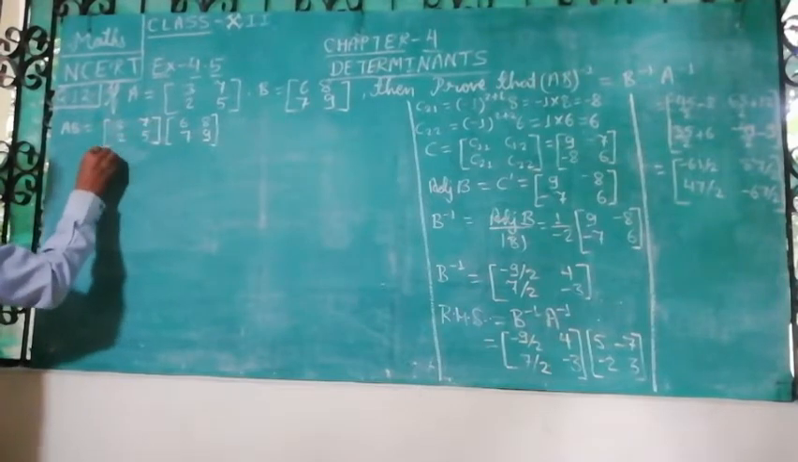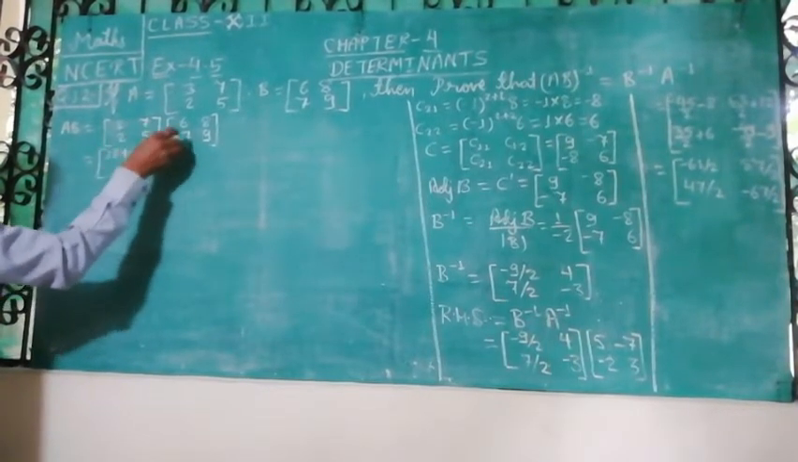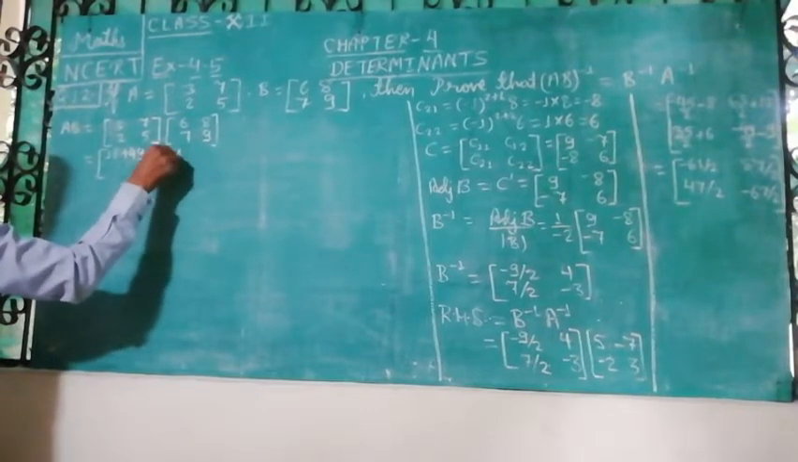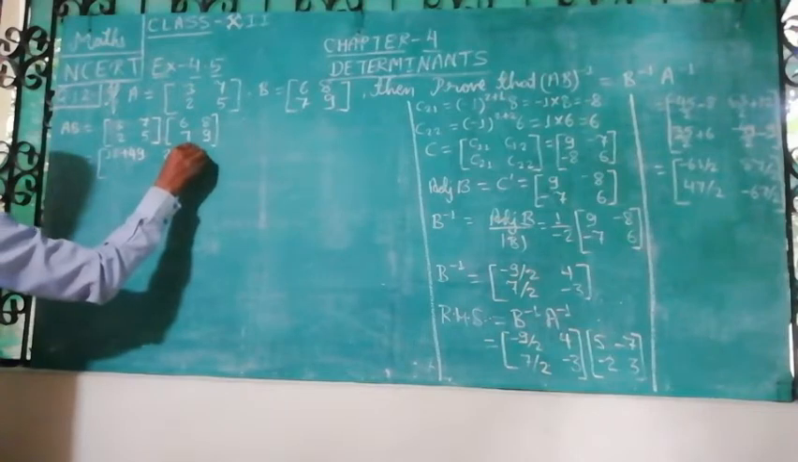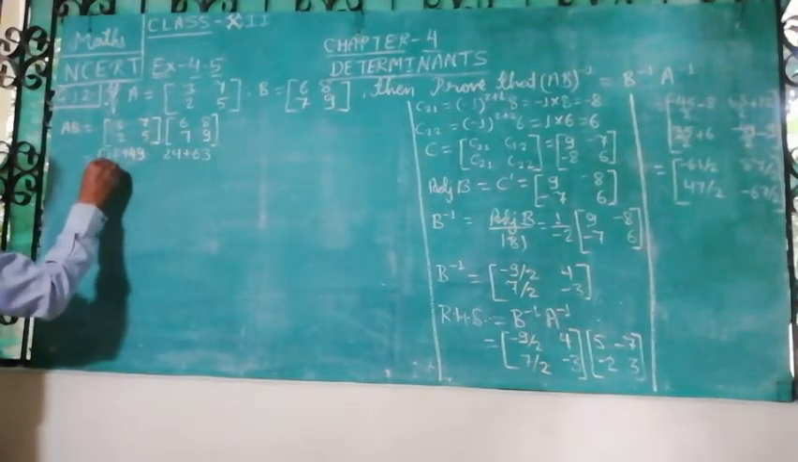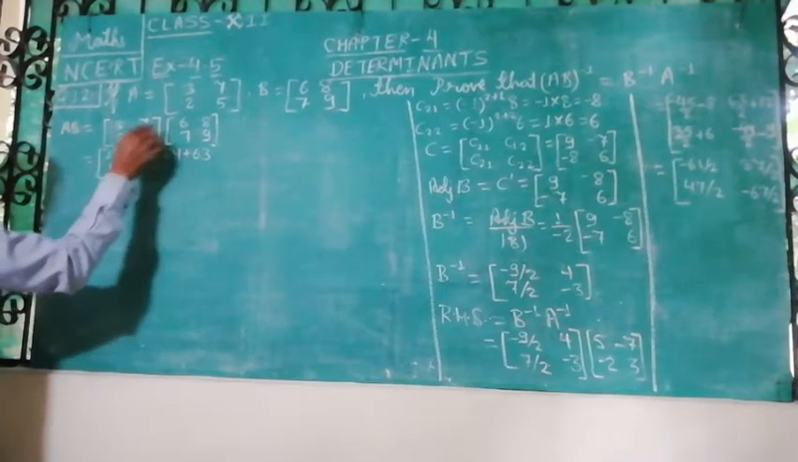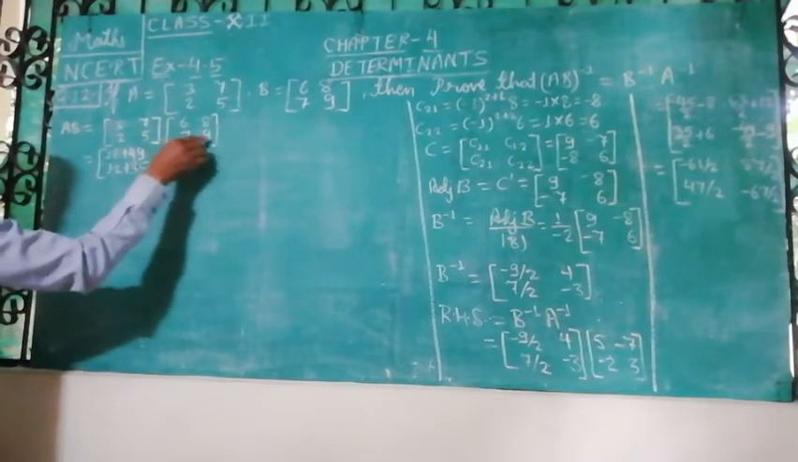3 sixes are 18 plus 7 sevens are 49. Now 3 eights are 24 plus 7 nines are 63. Now 2 sixes are 12 plus 5 sevens are 35. Now 2 eights are 16 plus 5 nines are 45.